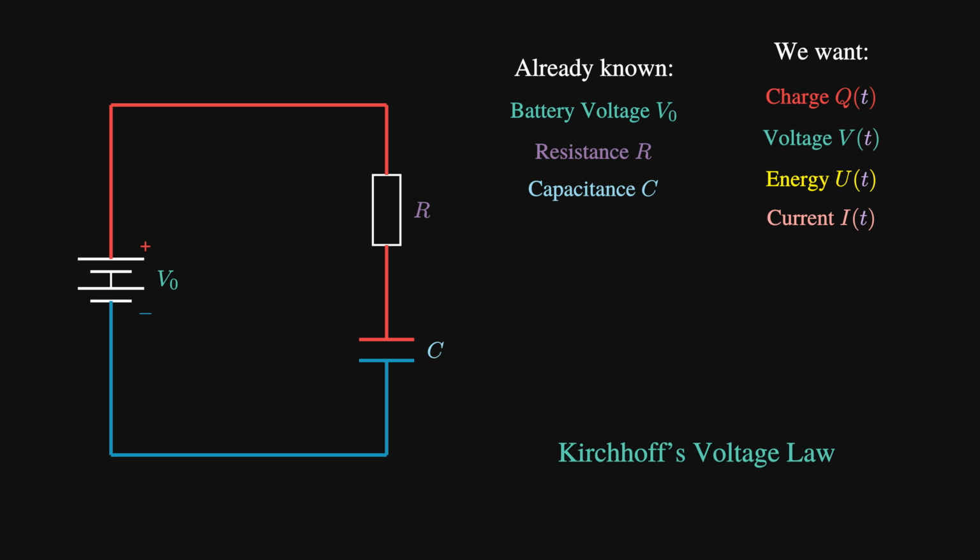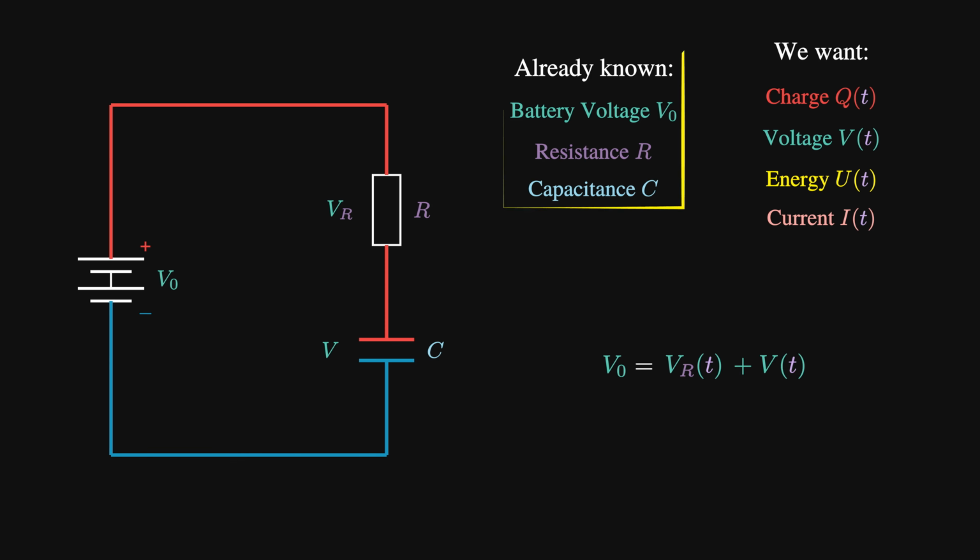In this case, the voltage is provided entirely by the battery, so the fixed battery voltage is equal to the voltage through the resistor, which we'll label VR, plus the capacitor voltage V. Both of these quantities are going to vary with time, while the battery voltage stays fixed. Our goal from here is to find a way to write this equation in terms of the constants we know and one of the variables we don't yet know. How would we do this?